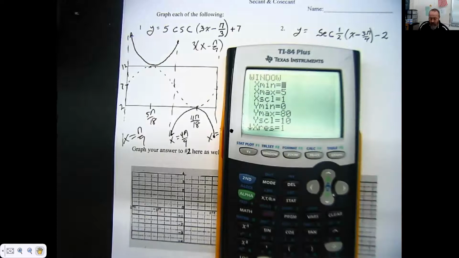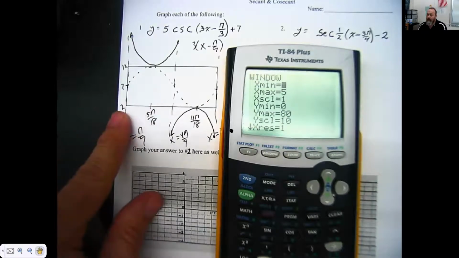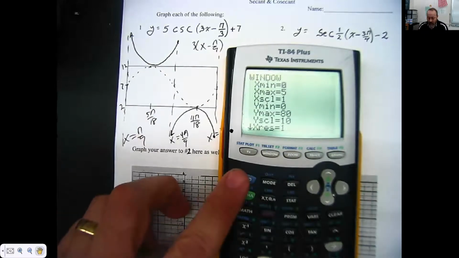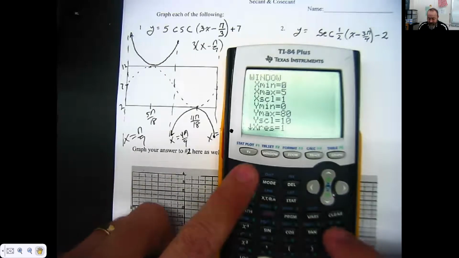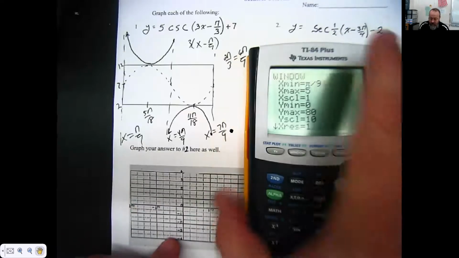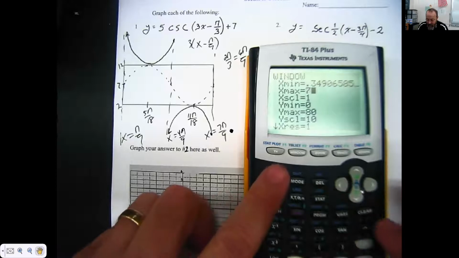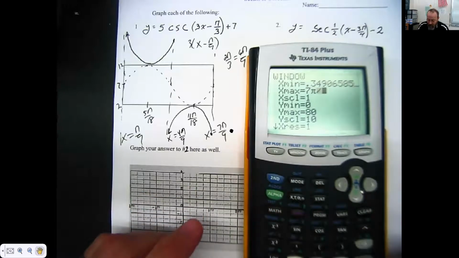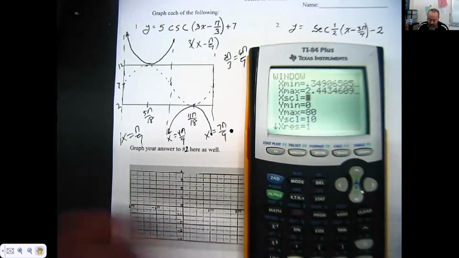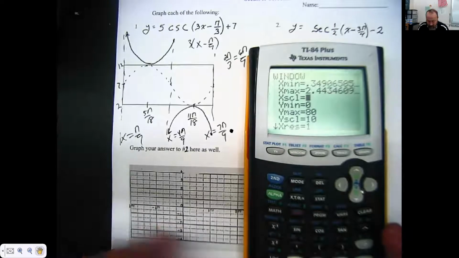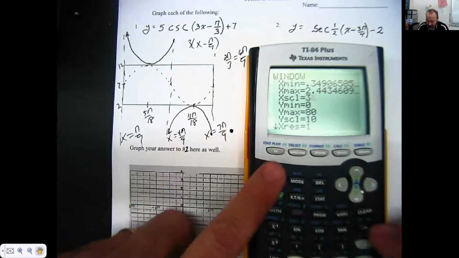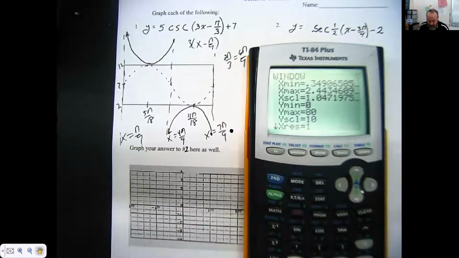And I'm going to go in here and use the window setup that it has. So my x min is going to be pi over 9. My x max is going to be 7 pi over 9. And as far as what I count by, it really doesn't matter at all, but I guess I'll just go from here to here. It was 3 pi over 9. Not that it really matters, okay?